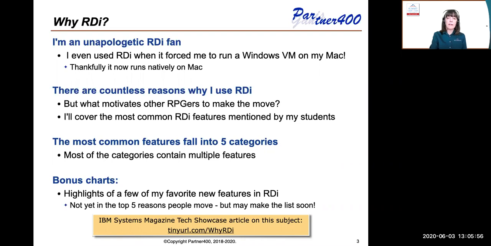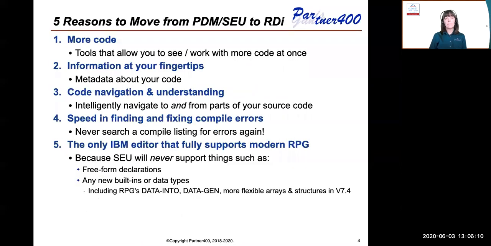I did write a magazine article. Actually, John and I wrote a magazine article together for IBM Systems Magazine. I've got a link in the handout to that article. So if you want to read a little more detail about these same 5 reasons, you might want to take a look at that. I've also got a lot of other references of stuff I've written.